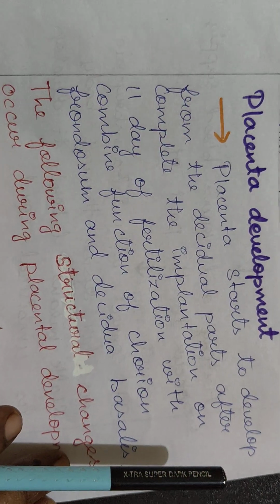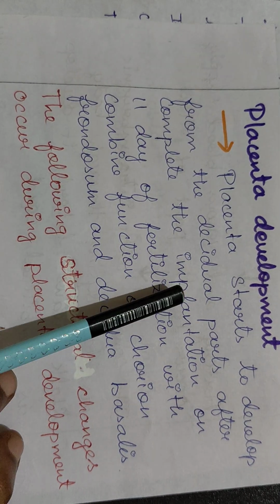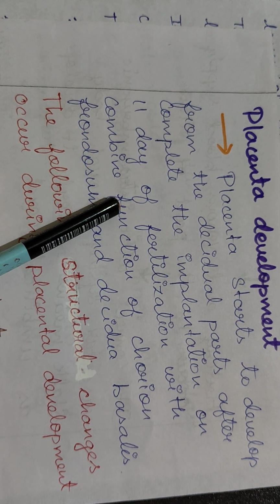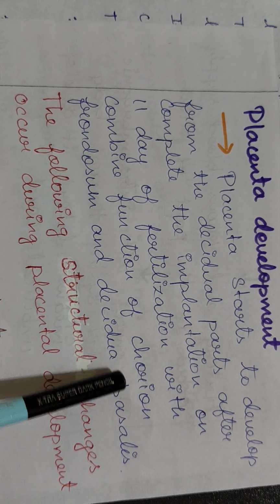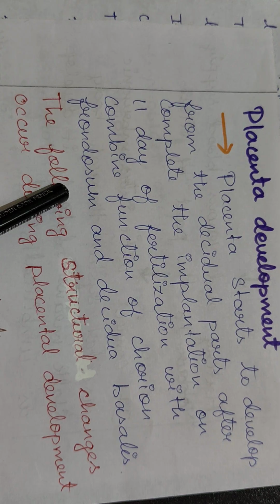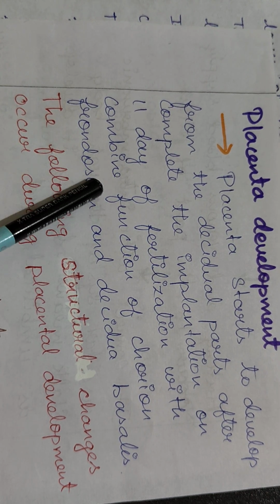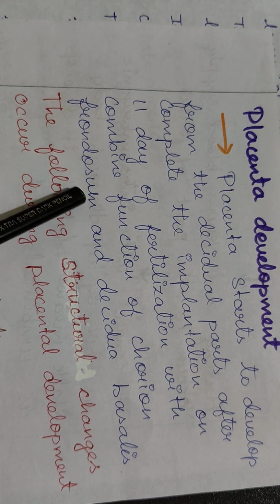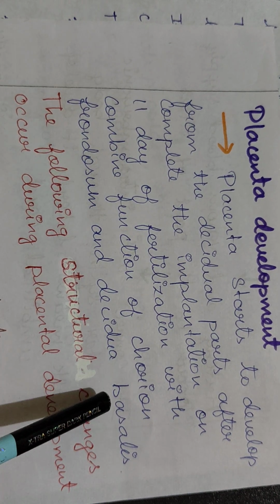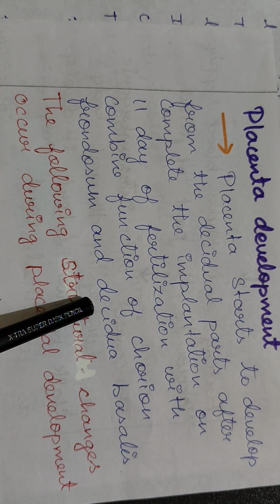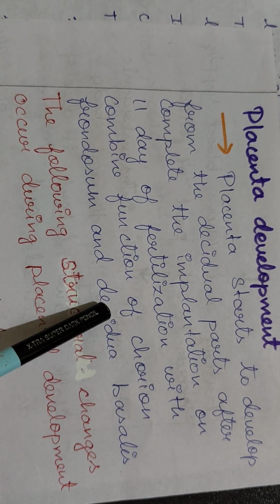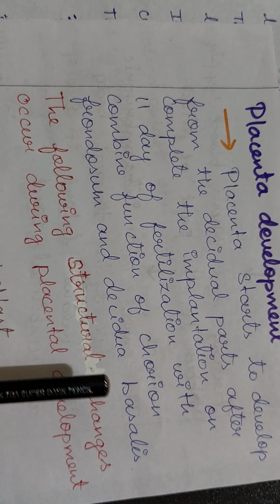And this is the placenta development. The placenta starts to develop from the residual parts after the implantation is complete, on the 11th day of fertilization, with the combined function of the chorion frondosum and the decidua basalis. The chorion frondosum is the part of the blastocyst developed into finger-like projections. The decidua basalis is the part of the decidua where the embryo is attached. Both combine to form the placenta.